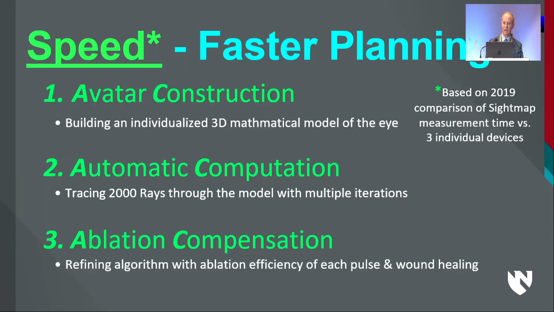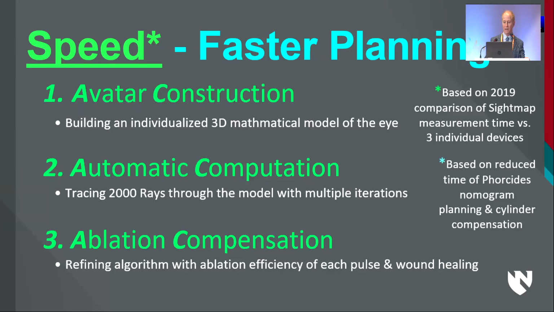This overall data on the speed and faster planning is based on comparisons with the 3 devices independently, and also compared to Contoura as a planning mechanism with nomogram and cylinder compensation. This is a much faster process being automated.